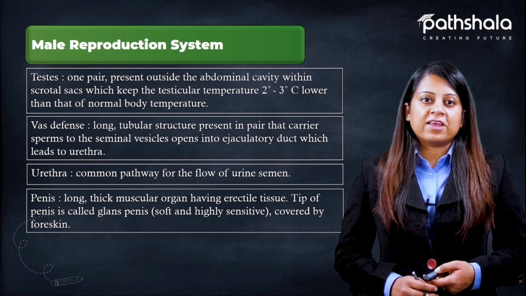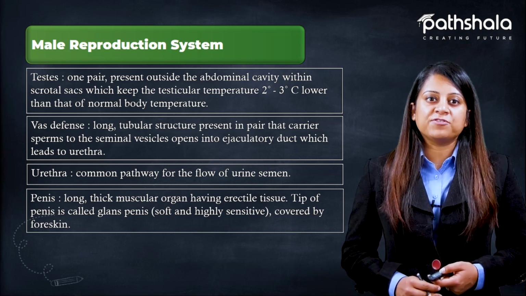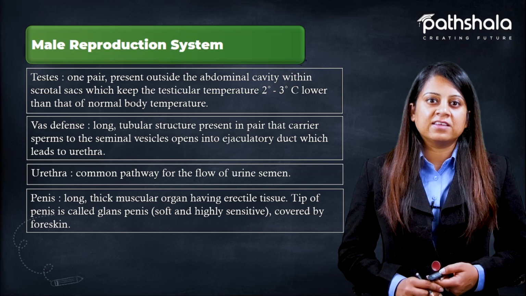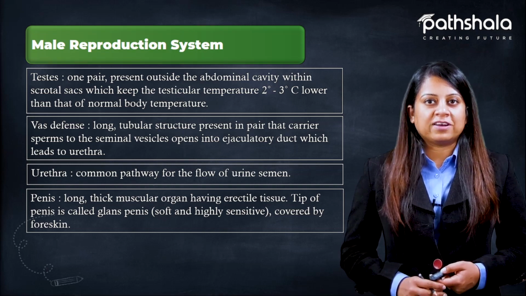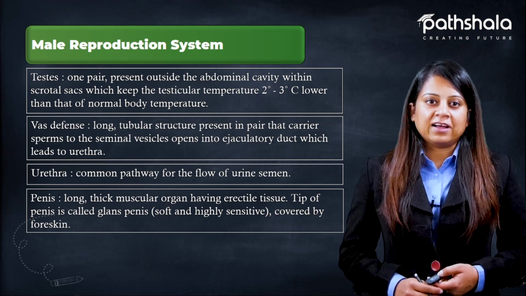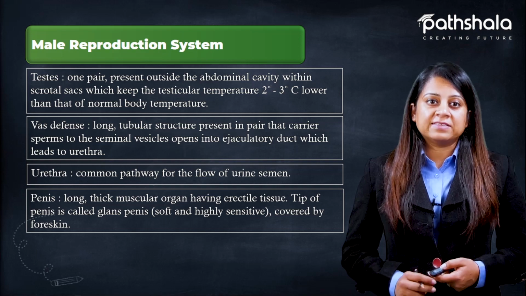Next is vas deferens, a long tubular structure present in pair that carries sperms to the seminal vesicles, which open into an ejaculatory duct, which leads to the urethra. The next part is the urethra. The urethra is a common pathway for the flow of urine and semen.